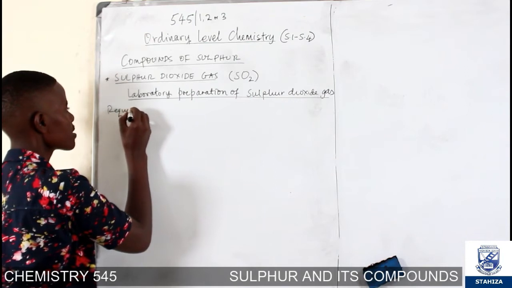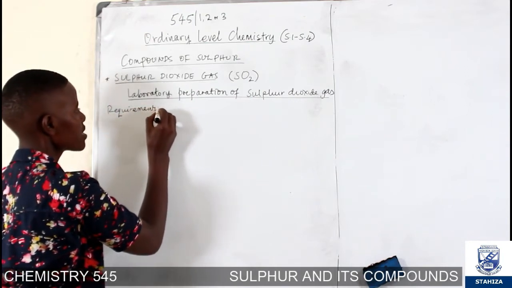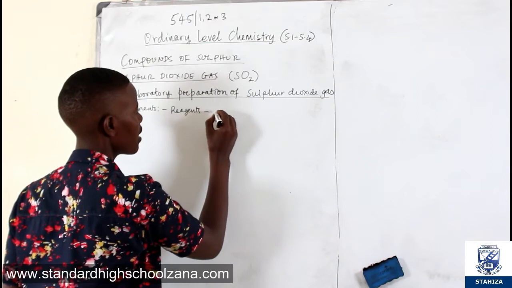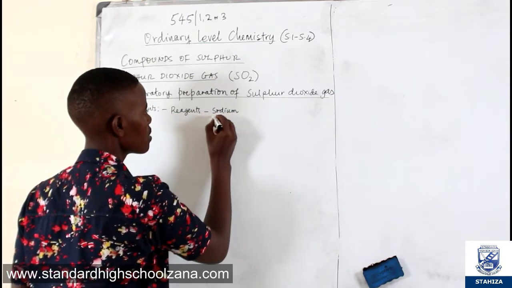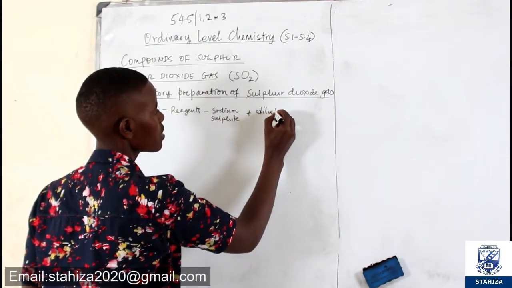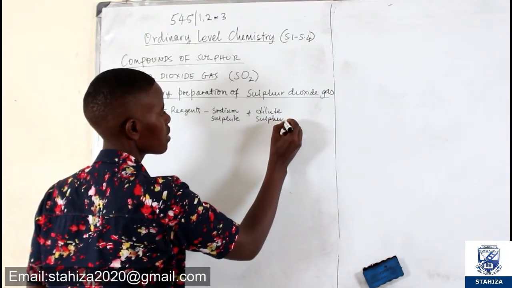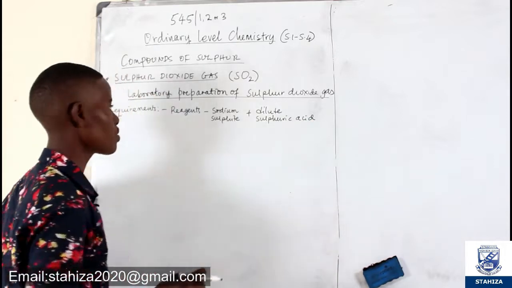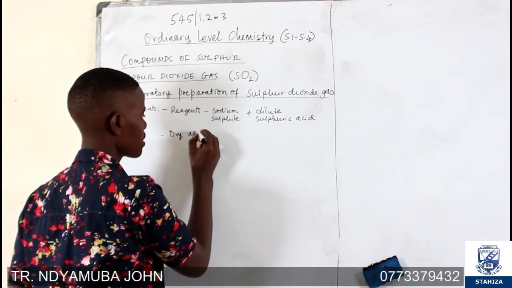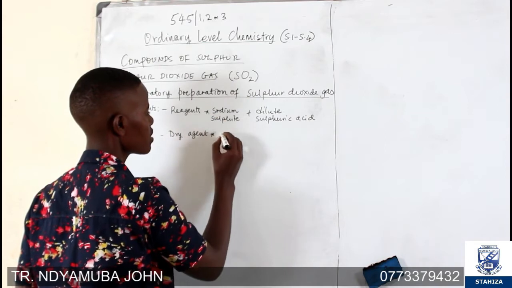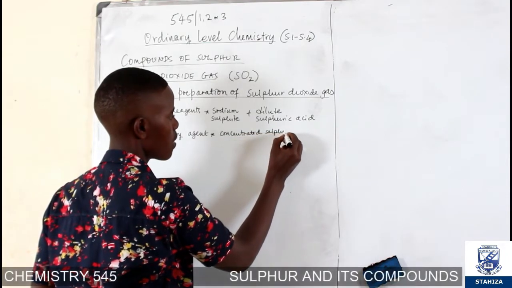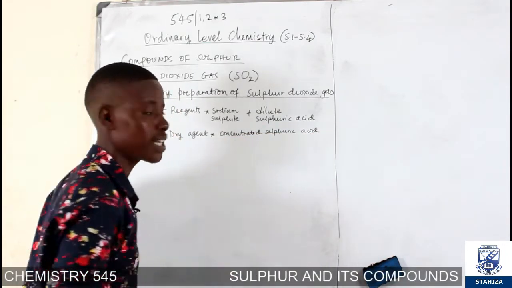We look at requirements. What do you need? We need reagents like sodium sulfite and dilute sulfuric acid. When you have that, then you have your sulfur dioxide formed. Then we also need a drying agent, in this case concentrated sulfuric acid.